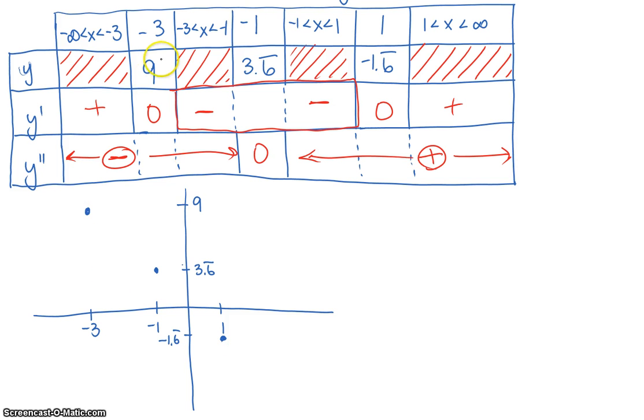So what we know right now is that the y value of 9 and the y value of negative 1.6 repeating are going to be our two min-max values. If we look at our table, we have increasing to decreasing, which means that we're going to have a relative max. Here we have decreasing to increasing, so we're going to have a relative minimum. So we're going to have something that's going to do that.